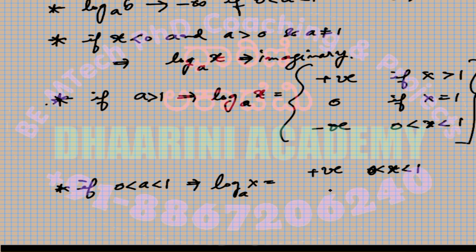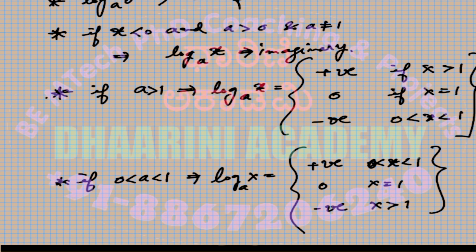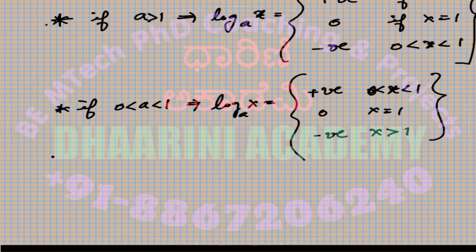Okay, and it is 0 if x equals 1. It is going to be negative if x is greater than 1. So we have to remember several points related to the log function. Next we move on to the next important property. If I write simply log of 1 to the base a, log of 1 to any base is 0, provided a is greater than 0 and a is not equal to 1.